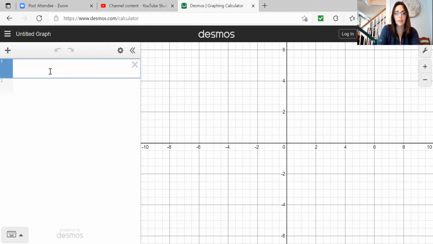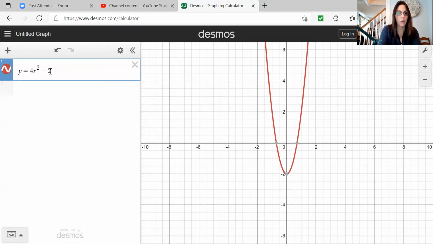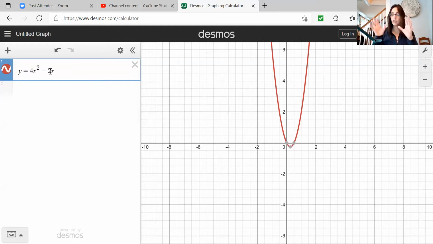So I'm going to type in the first example. Have your sheet out in front of you so you can follow along. I'm going to use y equals 4x squared minus 2x. Again, I'm using just the left side of that equation in standard form. And what I'm seeing here is that my x-intercepts, where I cross the x-axis, are at x equals 0 and at x equals a half.